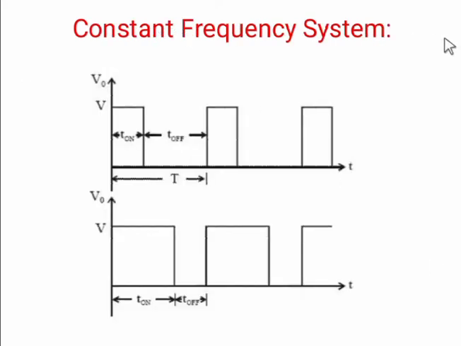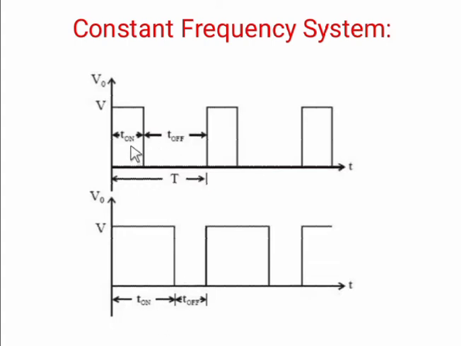In the constant frequency system, we have to maintain the total time T constant. First consider this is time T, this is the width of the T on time and this is the width of the T off time. If you want to change the output voltage, we have to change either the T on time or the T off time, but we have to keep the total time T constant. Here T is some value, the total time T on plus T off.